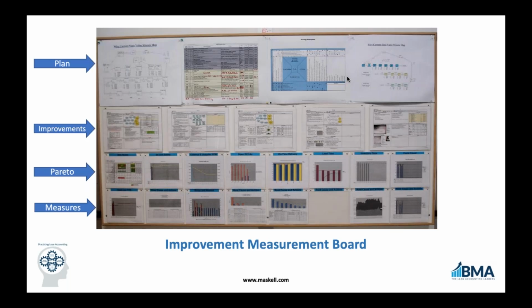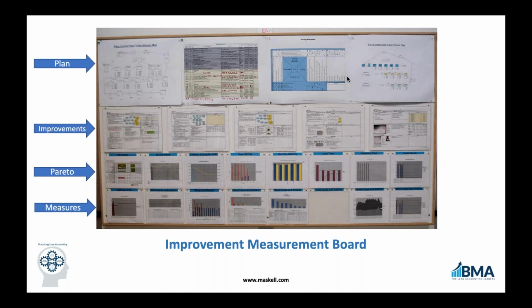The final step, or the final characteristic of a performance measurement system, is visual display. This is an example of an improvement measurement board. At the top, we have the general plan of a current state value stream map and a series of improvements over time. You can see the specific improvements below that are in process. You can look at the Pareto, which shows the root causes of the problems and issues. And then at the bottom, you see the measures.